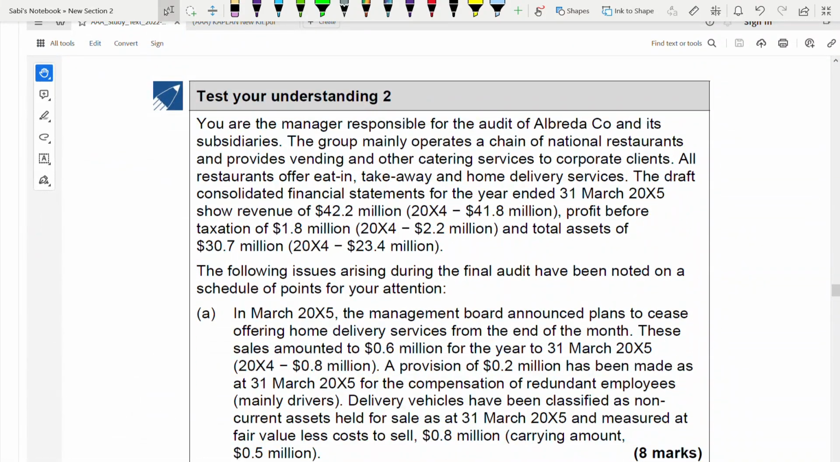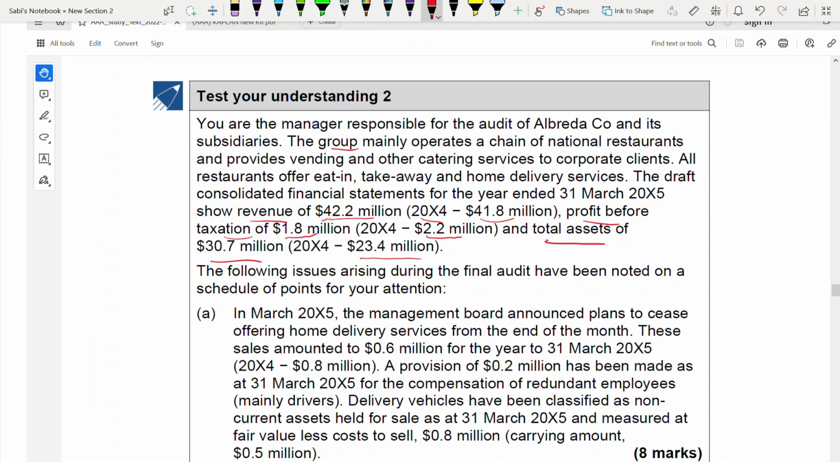Here also you have been given the revenue of 31st March 2005 and 2004 also. 42.2 and 41.8, slightly increased. Profit before tax went down to 1.8 from 2.2, and total assets 30.7 from 23.4. This business is a group, a group business, group audit.